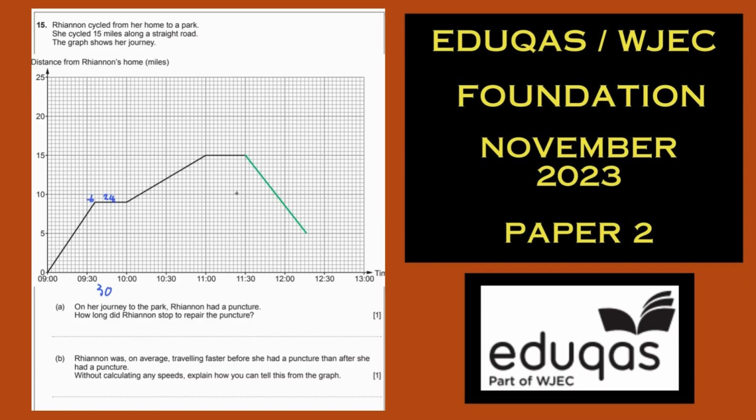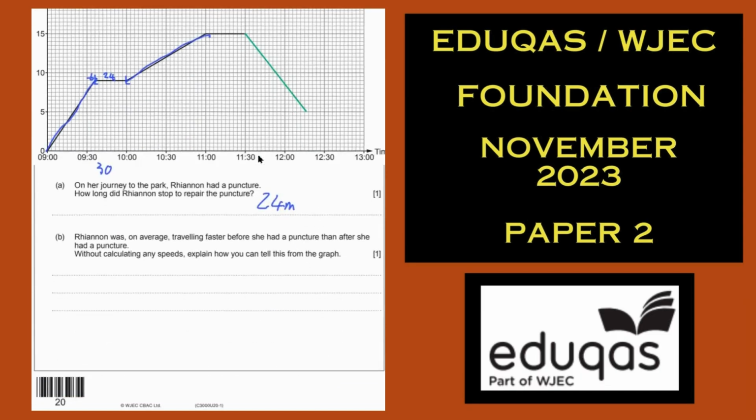And that is how you answer part A. How long did she stop to repair the puncture? It's 8 little baby squares, which means she stopped for 24 minutes. On average, she was travelling faster before than after. Without calculating, explain how you can tell. Hopefully you can spot it's much steeper before than after. So anything which refers to the steepness or the gradient of the line being steeper before and less steep or shallower afterwards. On we go.